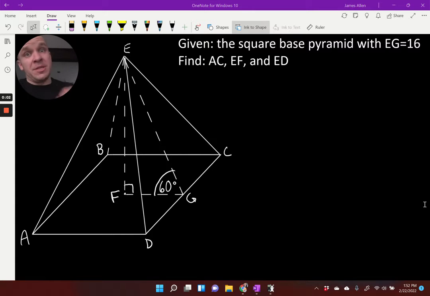Man, we got a doozy of a math problem here, children. An absolute math doozy. So we have a square-based pyramid here with EG, my slant height, equaling 16. I've also got angle EGF equaling 60 degrees. Those are my two pieces of information. And we're supposed to find AC, EF, and ED.